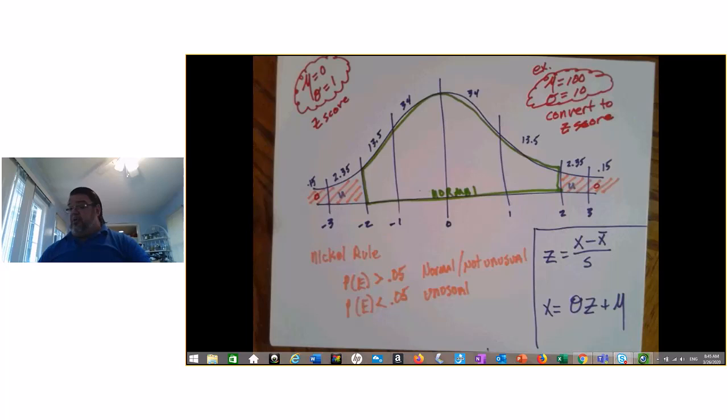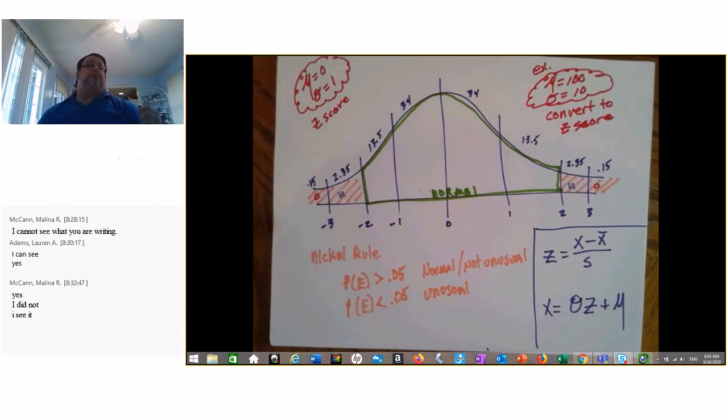Okay, so I'm going to wait at least 9 seconds to make sure. Tell me when you see convert to z-score. Just type it in, just say, see it. Okay, one person says they see convert to z-score, so that means I can go to the next page.